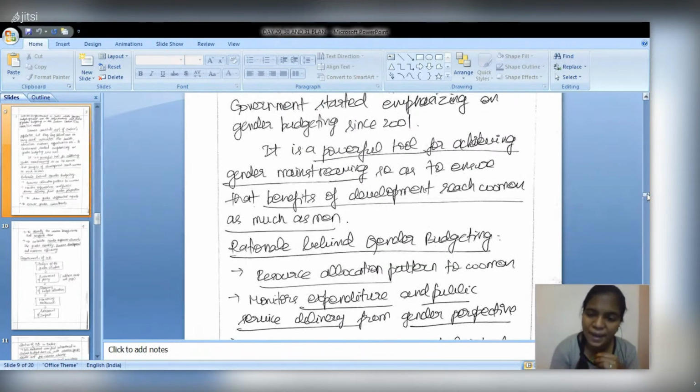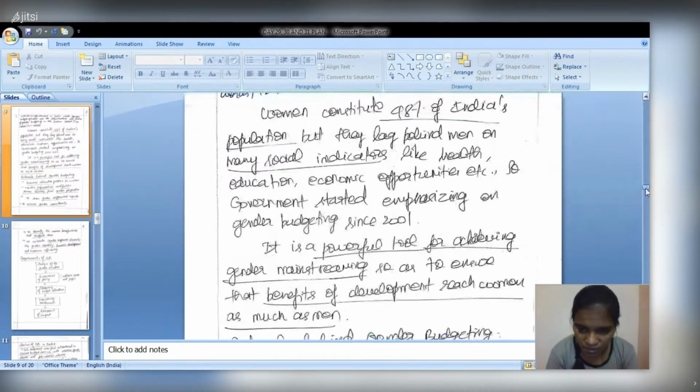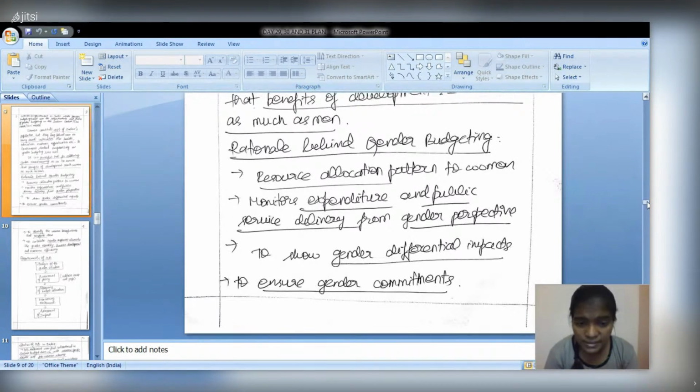Resource allocation patterns will change from a gender perspective, especially for women in terms of education, health, and all economic opportunities. It will monitor the expenditure and public services regarding women. We can say the gender differential impact will happen only after gender budgeting in our country. We can see the differences before the gender neutral budget and after gender budgeting.